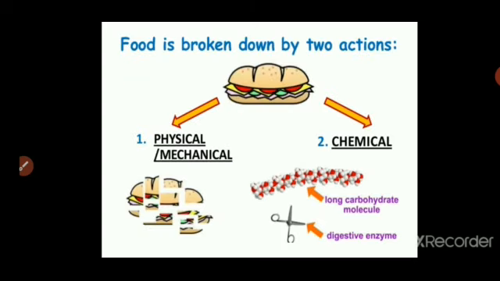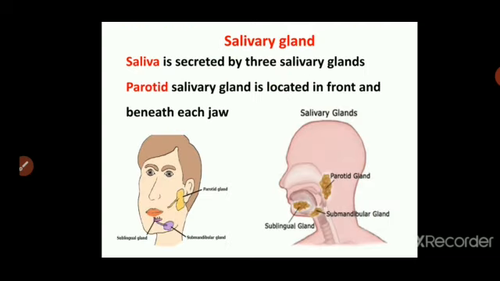Now this picture also tells you the two parts: the physical or mechanical digestion, just breaking the food into smaller particles, and chemical digestion, where you can see the long chain of carbohydrate molecule is broken down. A scissor is shown, so it breaks it into small particles, that is simpler forms. But this scissor indicates the digestive enzymes which are present in the digestive juices.